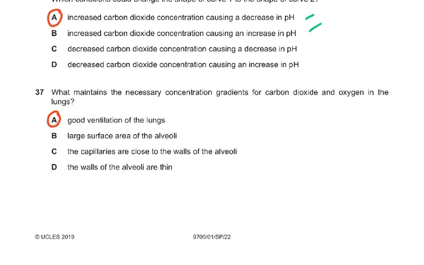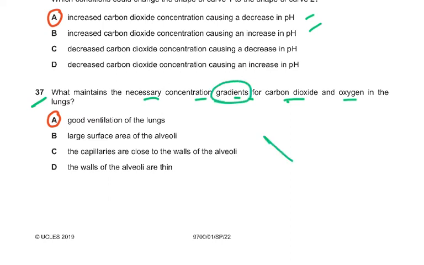Then coming to 37. What maintains the necessary concentration gradients for carbon dioxide and oxygen in the lungs? So basically it is the circulation of blood and the ventilation of the lungs. Why would carbon dioxide always be less and oxygen more inside the lungs? Because we need it to diffuse. The blood is containing more carbon dioxide and must diffuse into the alveolar space. The oxygen must diffuse into the blood. So good ventilation of the lungs is going to ensure that this gradient is maintained.